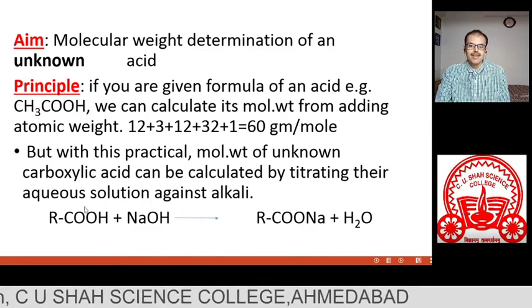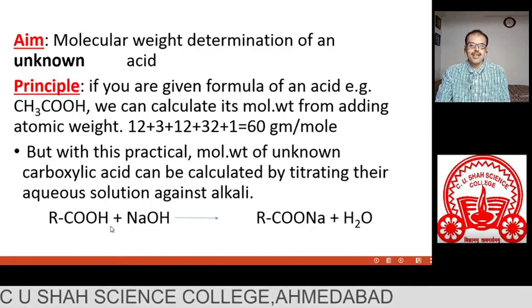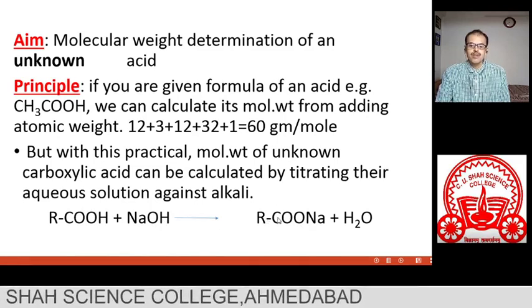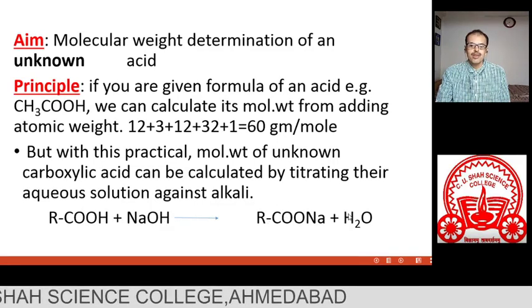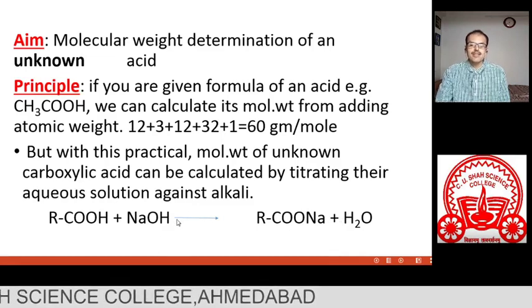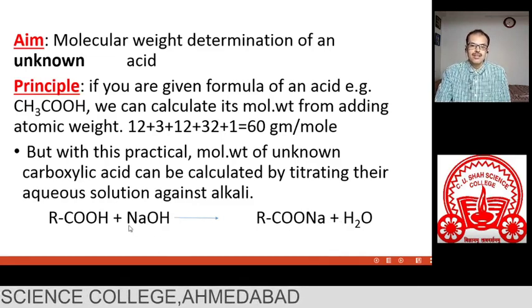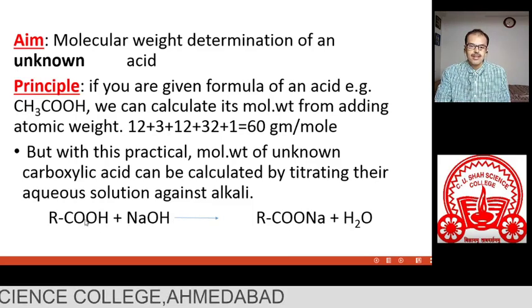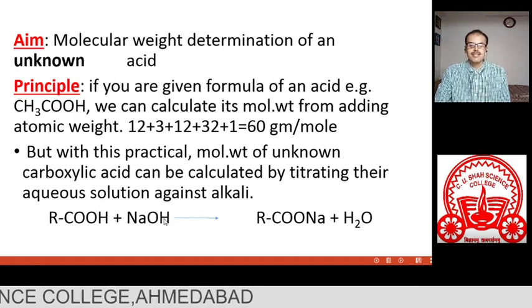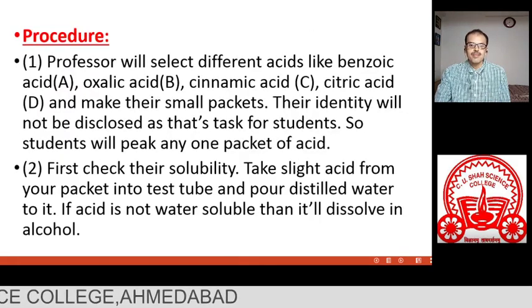A carboxylic acid having a COOH group, 1 mole can be titrated by 1 mole of alkali. It gives 1 mole of sodium salt of the acid and water. With the help of this equation, we can estimate the carboxylic acid with the help of alkali. So let's try to understand the procedure.